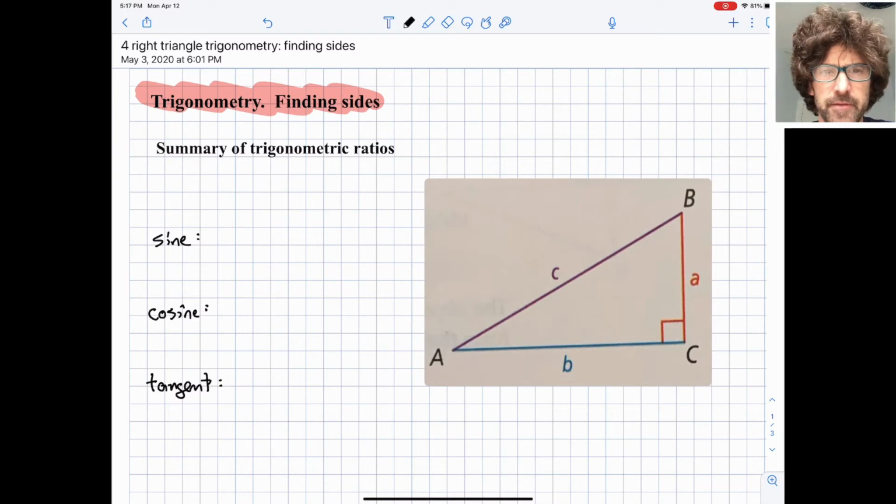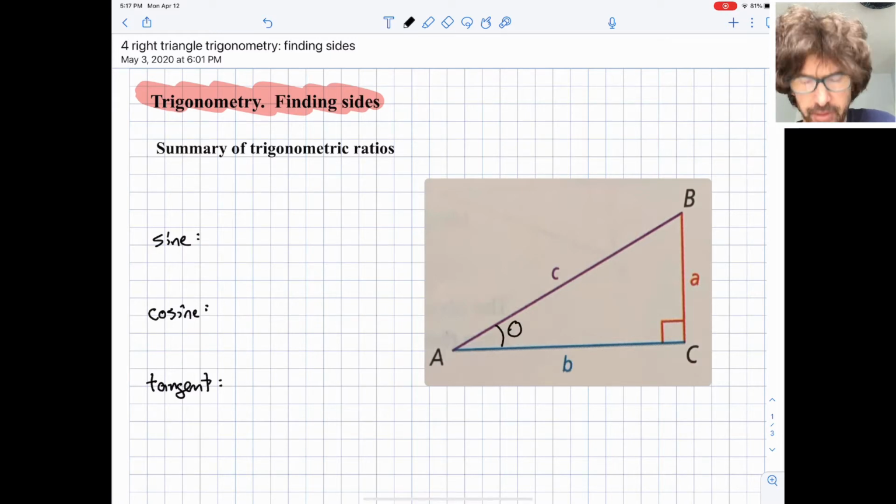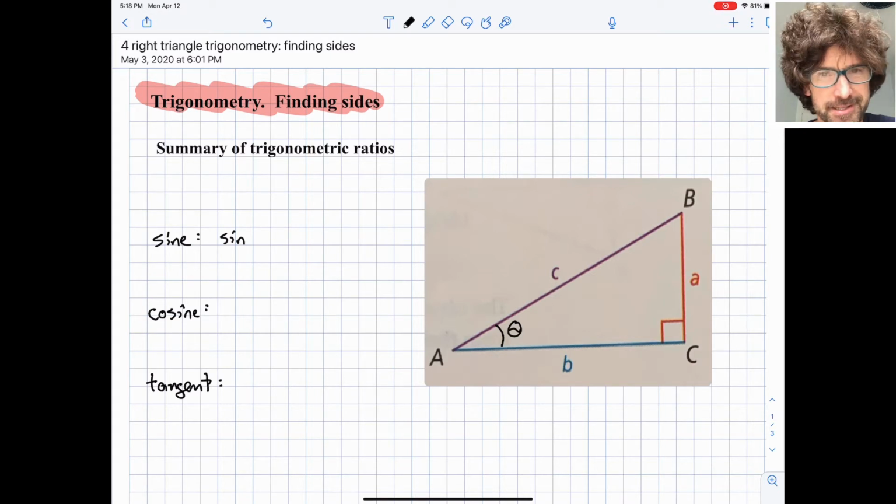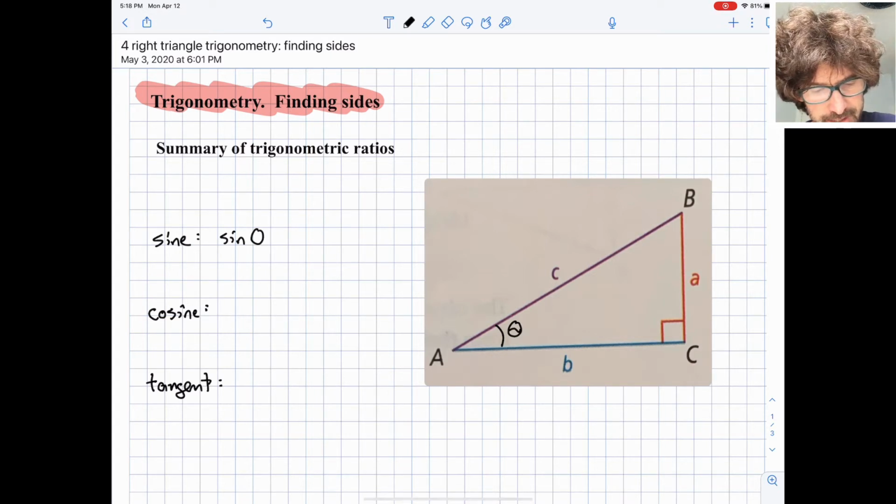I really want you to think of these words, sine, cosine, and tangent, as simply representing the ratios of side lengths in a particular triangle. We'll talk more about that down the road. Let's say we're working with angle A, and let's call the measure of that angle theta. We can say that the sine of theta, abbreviated S-I-N, but pronounced sine, is the ratio of the opposite side to the hypotenuse.